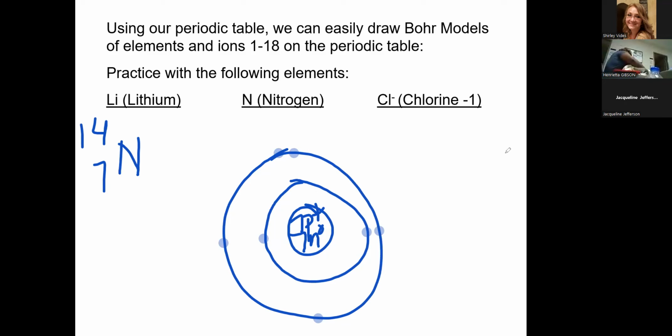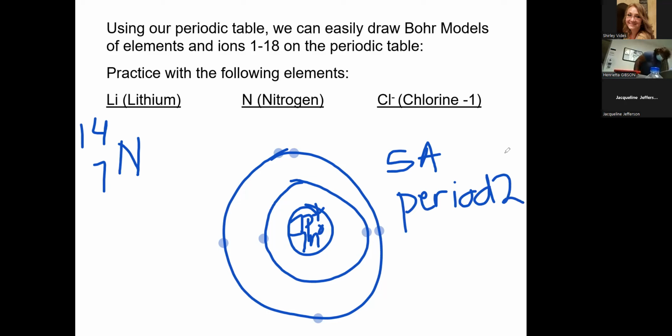That's nitrogen. And once again, we have 5 electrons on the outer shell, which means we're in group 5A. And we're in period 2. That's what that tells me, because we have 2 levels, 1, 2. We're in period 2, and we got 5 electrons on the outer shell, so we're in group 5A. All right, and then we'll clear this one and we'll do chlorine.